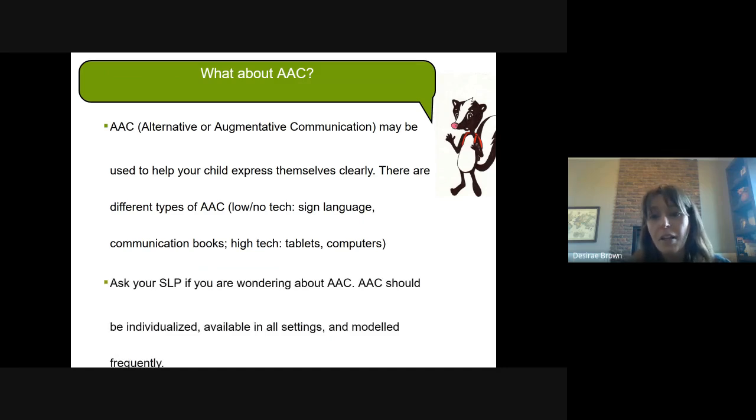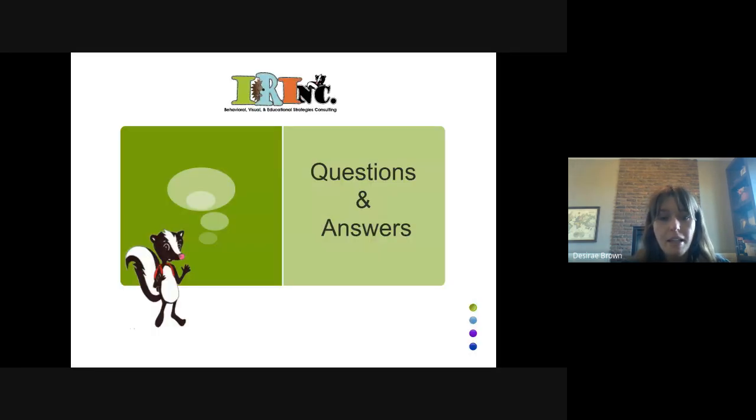And again, there are some key points about using it. It should be individualized, so the vocabulary should be related to them, and it should be available in all settings. So we don't just want them using these AAC devices in one setting or at school with their SLP. We want them using it at home, when they're at the library, when they're anywhere that they need to communicate, as well as it should be modeled frequently. So those are just some highlights about AAC.